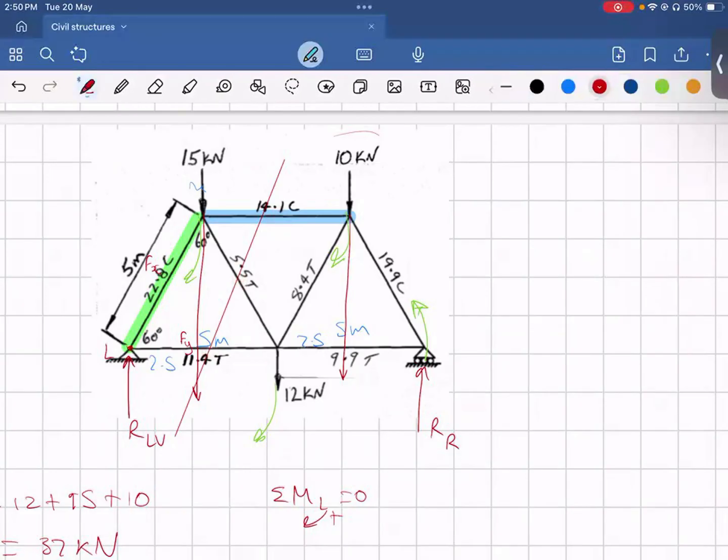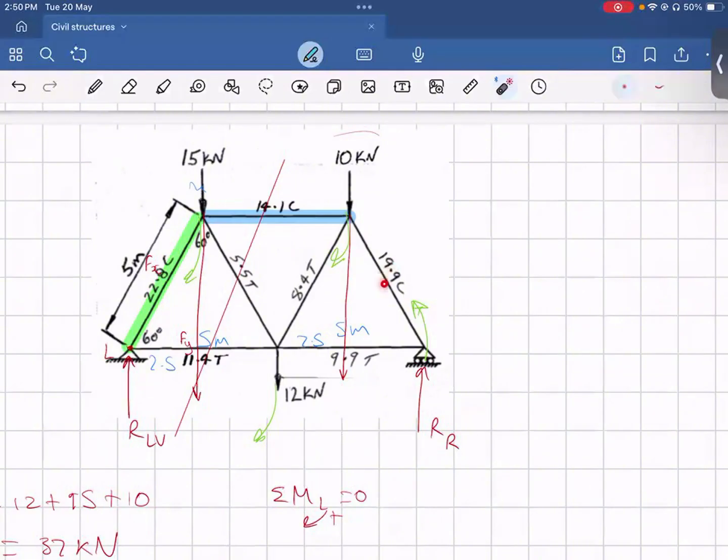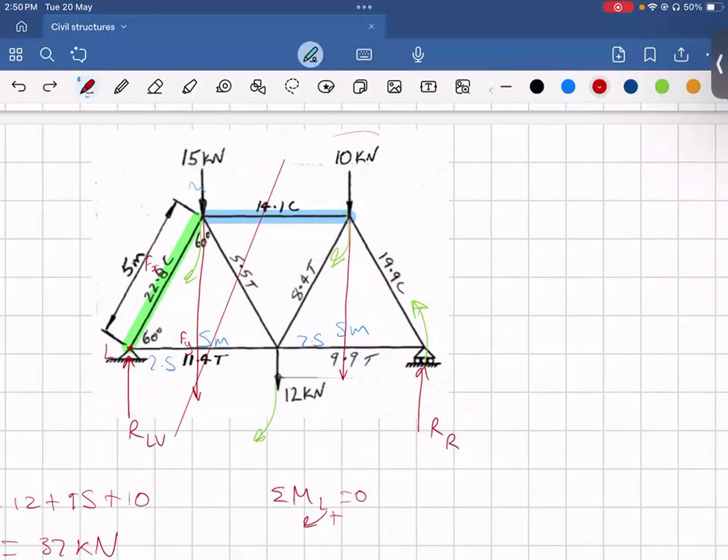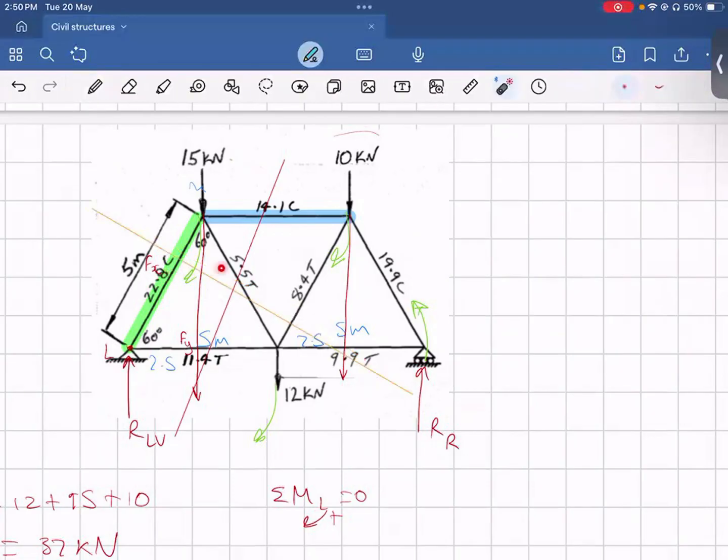So say, for example, we wanted to find the force in this member here. So you can make a cut like so, but you're not allowed to make a cut going through, say, like that with the orange line, because you're going through 1, 2, 3, 4 members, which is not allowed. You can only go through a maximum of 3.